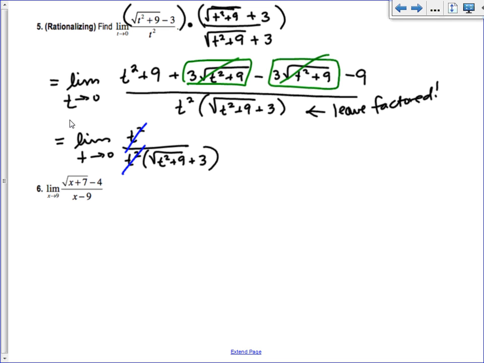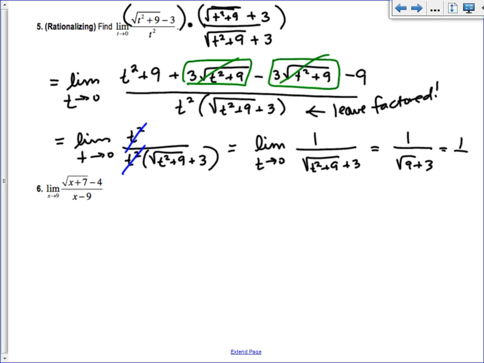Don't keep repeating the process. That would just be annoying because you'll just keep bouncing back between the two. So don't rationalize again. So you're going to have 1 over the square root of t squared plus 9 plus 3. Is it okay to plug in 0? Yeah, now it's okay. So now you get 1 over the square root of 9 plus 3, so you get 1 over 6. So your answer is 1/6.